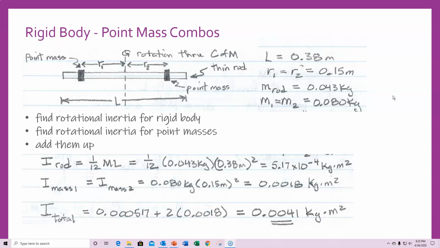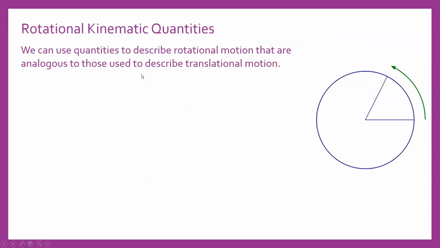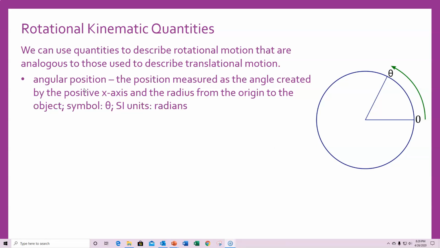Well, this wraps up rotational inertia. Let's move on to rotational kinematics. So we can use quantities to describe rotational motion that are analogous to those used to describe translational motion. First, we have angular position, and this is the position measured as an angle. And the way we do that is we have a line known as the positive x-axis, and then wherever our object is in its rotation, we draw a radius line from the origin to the object, and then the angular position is this angle created by the positive x-axis and the radius line. Its symbol is theta, and it has SI units of radians.